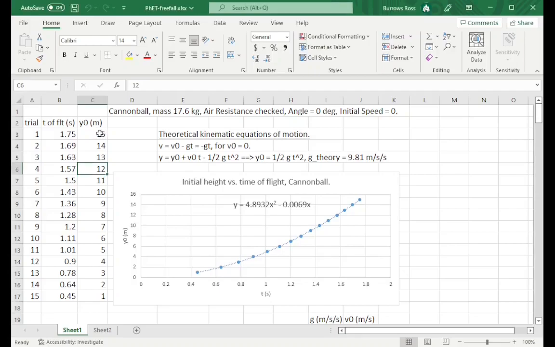So you can see I collected all the data for dropping this cannonball starting from an initial height of 15 meters. So here's the initial height that we dropped it from, 15 meters, took 1.75 seconds like you saw. Then I dropped it from 14 meters, it took 1.69 seconds. All the way down from 1 meter, where you saw it took 0.45 seconds. And here's the data points collected all along the way. And this here is just the trial number, which I labeled for convenience. Didn't really have to, but seemed like a good idea.